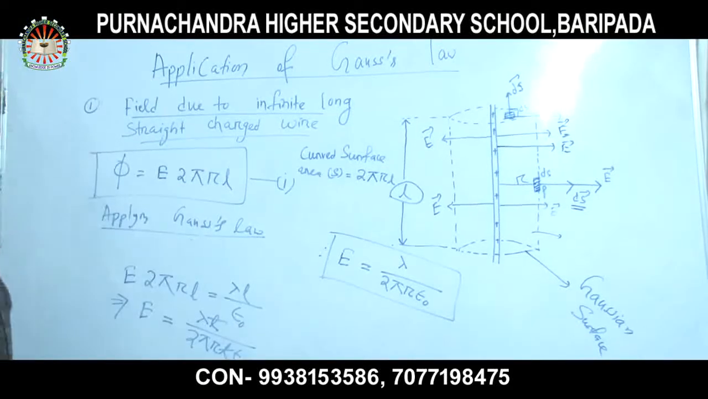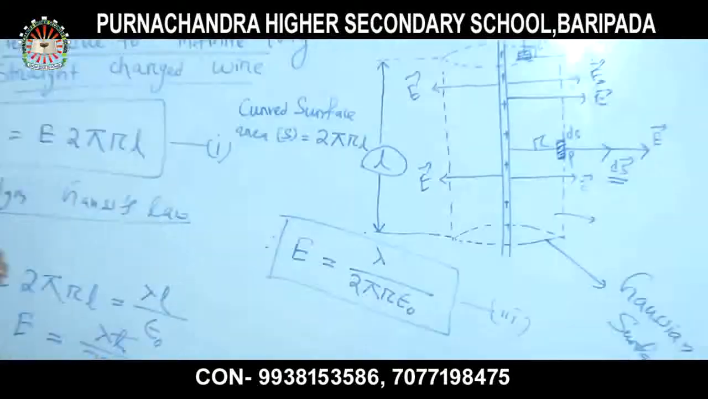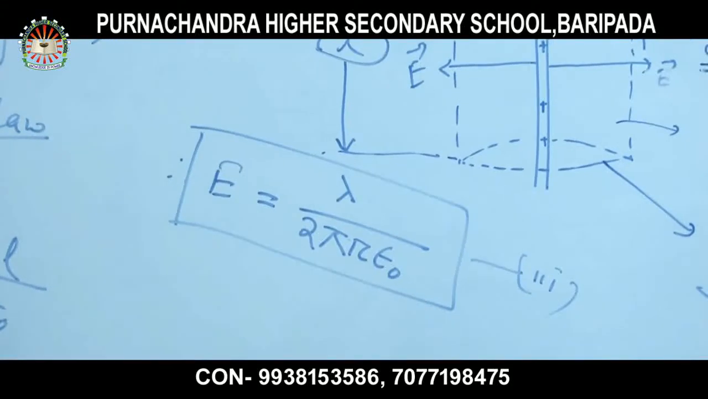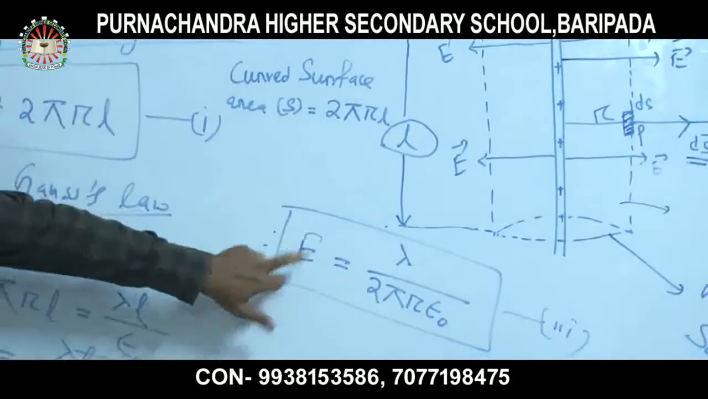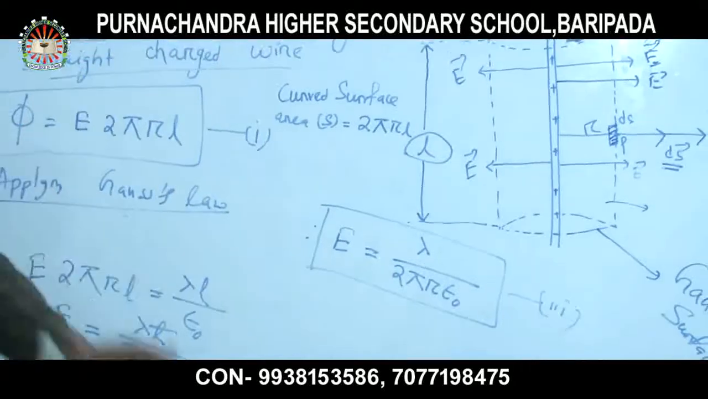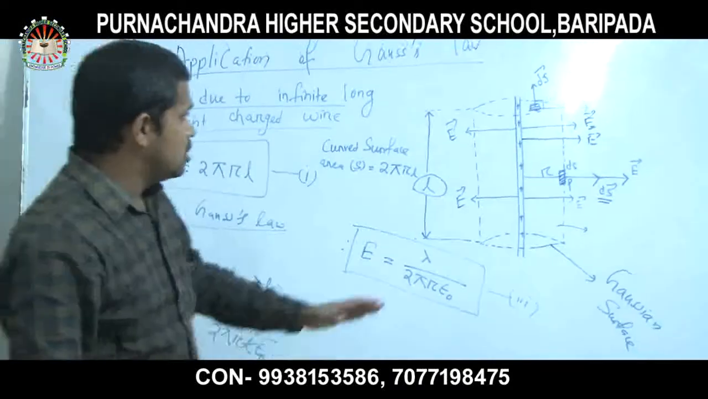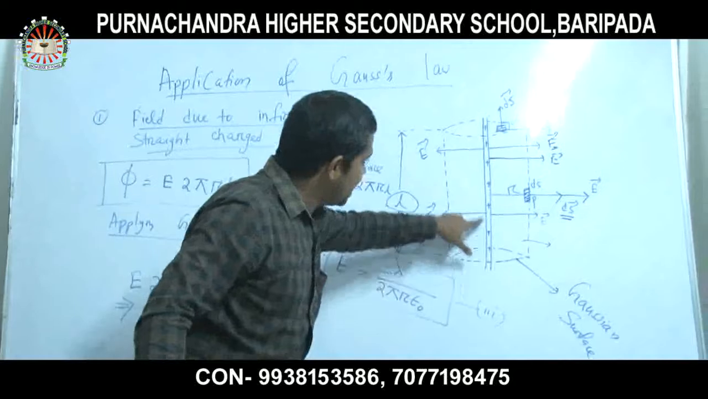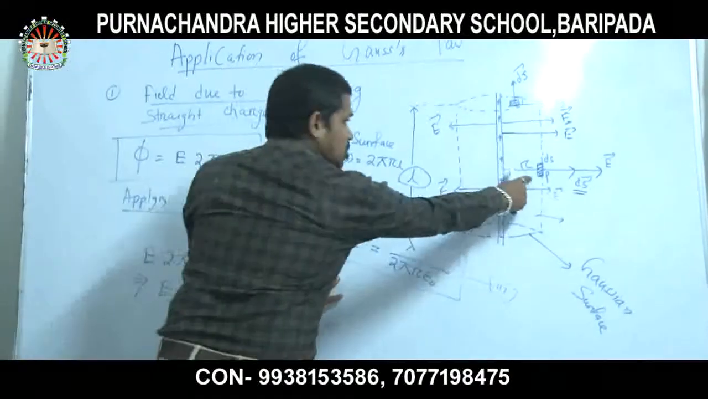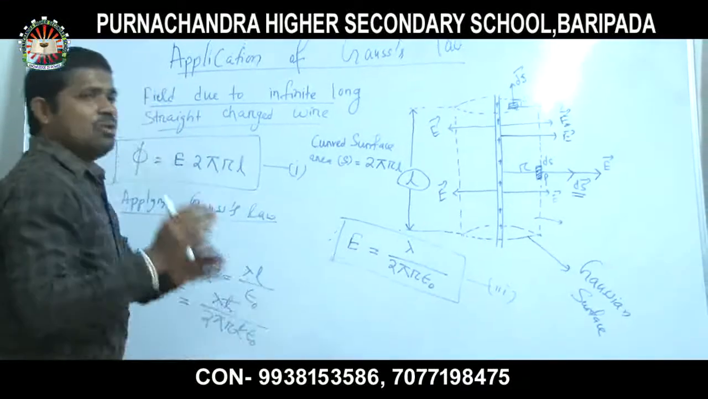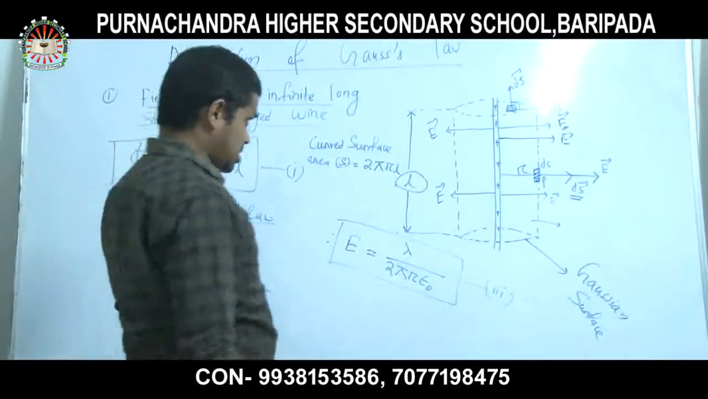This is the final equation number 3, and I will repeat, equation number 3 signifies the electric field intensity due to this infinitely long charged wire. Now a question may arise in your mind: sir, what about this dS? So let us discuss this dS.